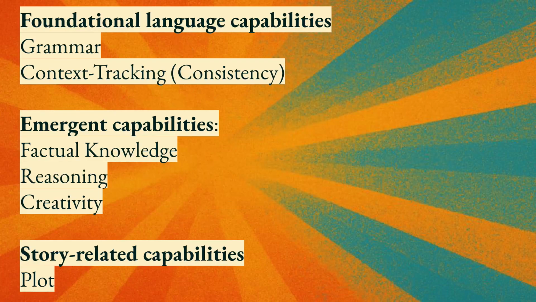So what are the scoring categories? I have 6 scoring categories that I'm going to evaluate my models on. I have foundational language capabilities of grammar and context tracking, which is also called consistency in the TinyStories paper. I have 3 emergent capabilities that I would expect only larger models to show, which is factual knowledge, reasoning, and creativity. And then I have 1 story-related capability, which is plot.